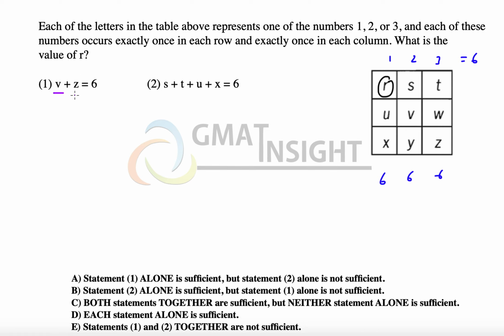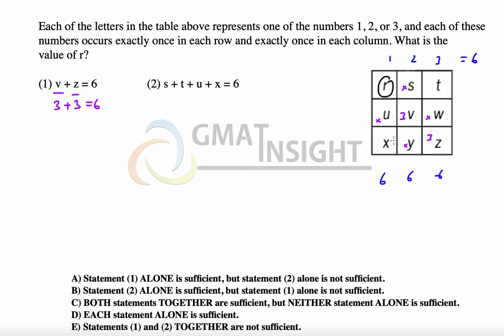Now if the sum of two numbers is equal to 6, then both these numbers must be equal to 3 each, because 3 plus 3 equals 6. Let's start with v equal to 3. That means 3 cannot come here, 3 cannot come here, 3 cannot come here, because in the same row and the same column 3 cannot appear. 3 can very well come here, but in the same column and in the same row 3 cannot appear for the next time. Similarly, z should also be equal to 3.